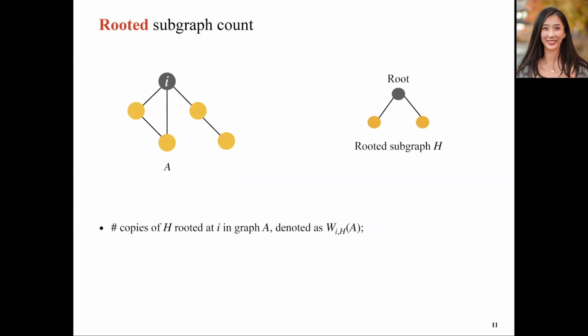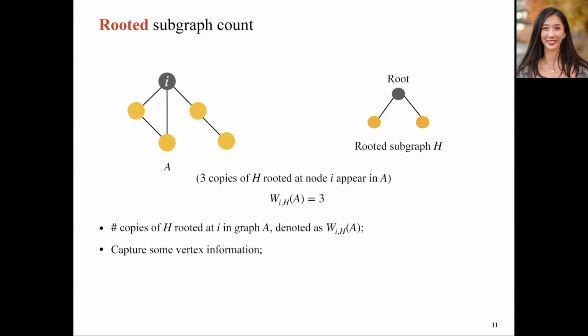Let's fix a vertex in H, denoted by the solid node, and we call it the root. Then we're going to count how many copies of H rooted at vertex I appear in graph A and denote it as W_I^{H,A}. So I is the vertex we try to capture the information of, H is a rooted subgraph, and A is the network we conduct our analysis on. In this example, there are only 3 copies of H rooted at vertex I in A, and this quantity equals 3. As you can see, this is one way that we can capture some vertex information.